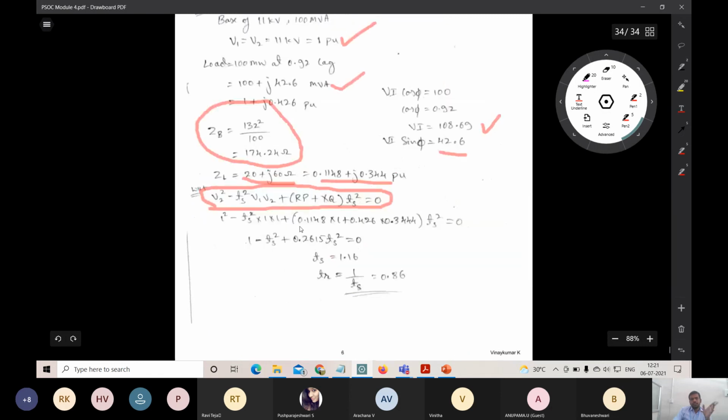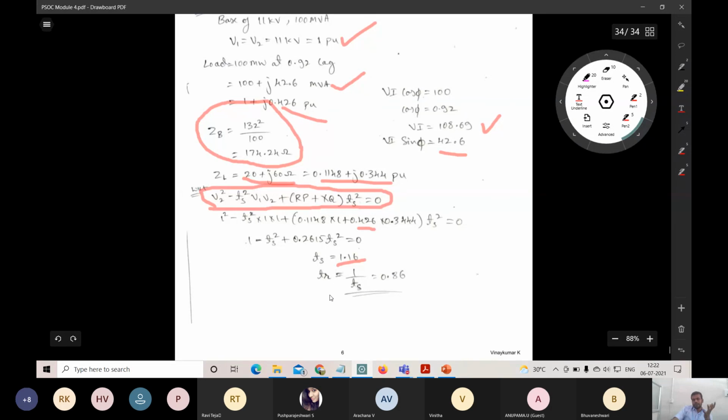R is 20. Convert that 20 into base value, that is 0.1148. P is given as 100, that is 1. And X is given, what is that X? Here 0.344. Q is what we calculated, 42.6, which is 0.426. Substitute all those things and get the value. TS is equal to 1.116.